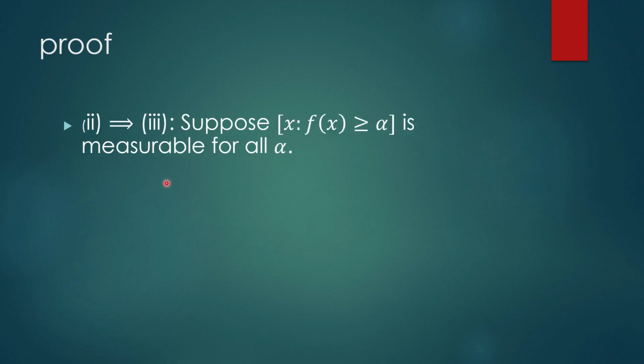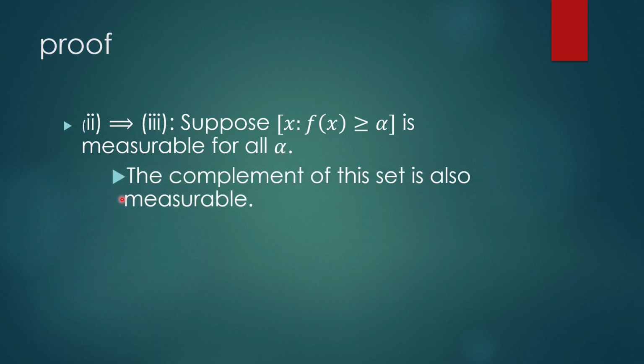Next, 2 implies 3. Suppose the set of x such that f of x is greater than alpha is measurable for all alpha. What is the complement of this set? The complement is x such that f of x is less than or equal to alpha. The complement is measurable. So the complement of this set is measurable. Therefore, this set is measurable.